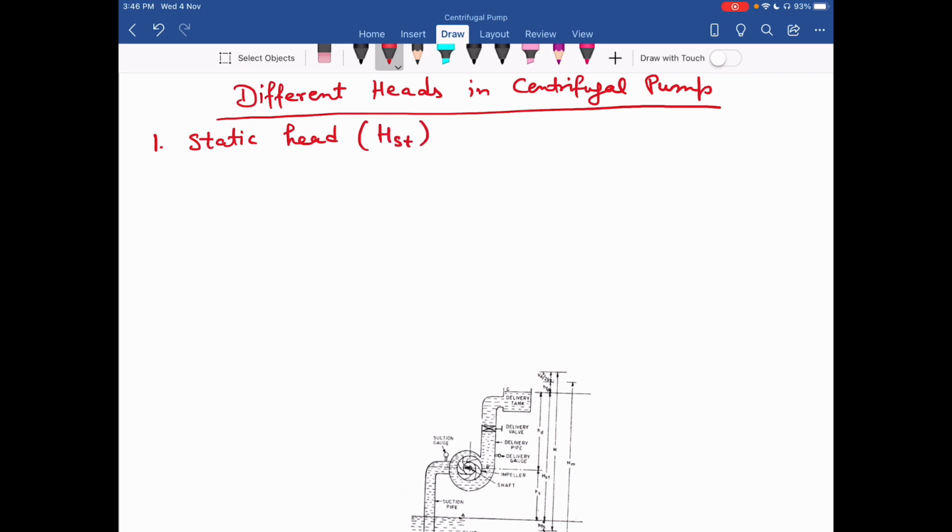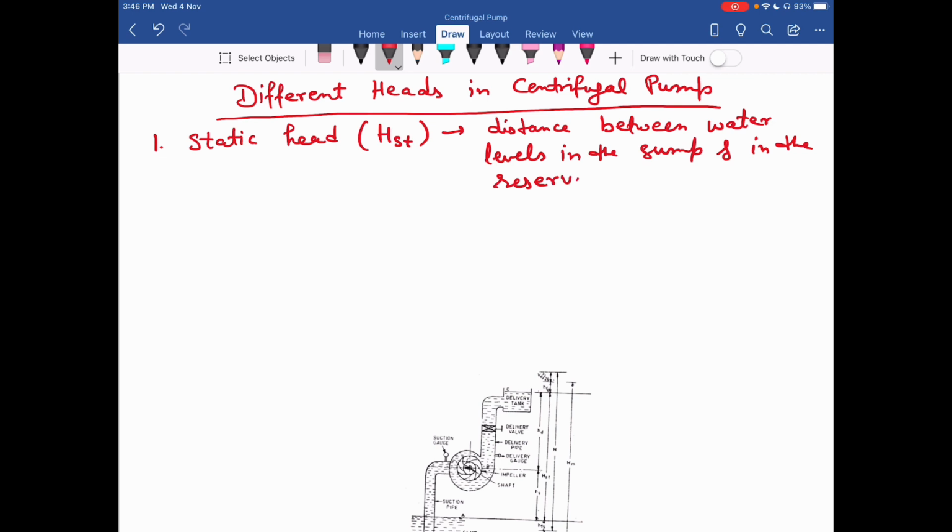Now, it is the vertical distance between water levels in the sump and in the reservoir. So that height we call as static head.